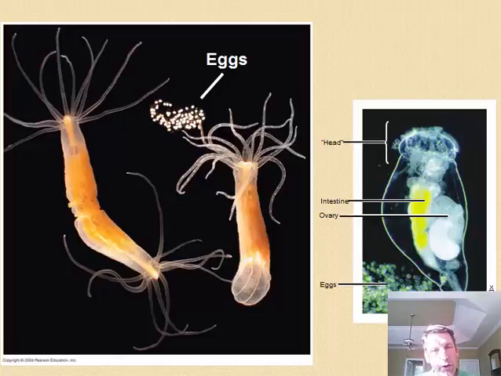Another variation is called parthenogenesis. We mentioned that in the outline. And that's when a female can produce an egg that does not have to be fertilized by a sperm.